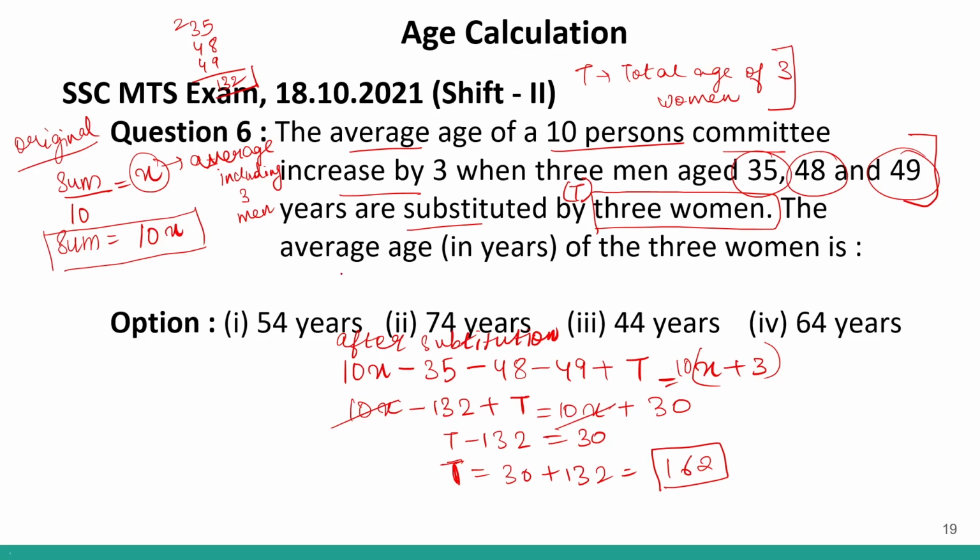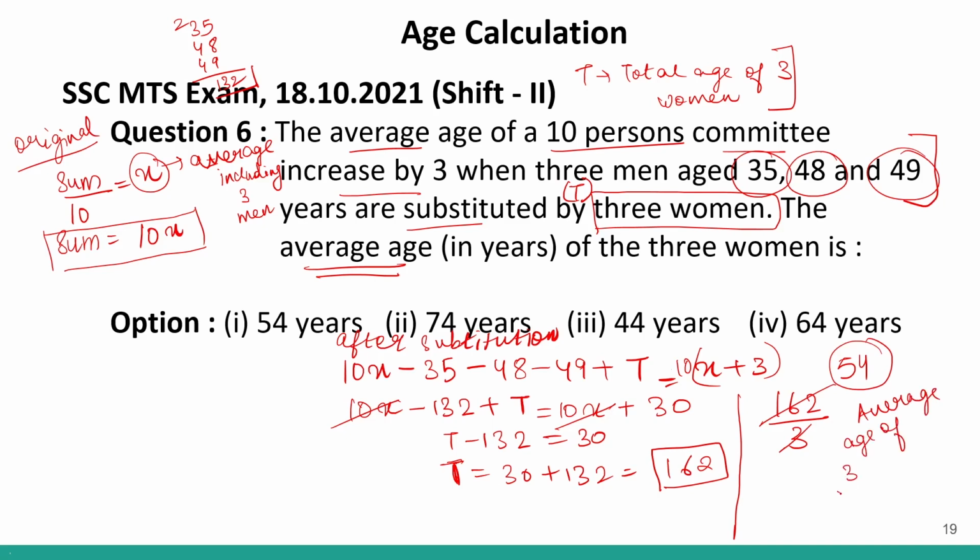In the question we have to find the average age. So how would we find the average age? We'll take the sum divided by the number of people. This will give us the average. So this will be how much? 3 5s will give me 15. 1 will be over here. 3 4s will give me 12. So 54 years will be the average age of 3 women. Clear? So option number 1 will be your correct answer.